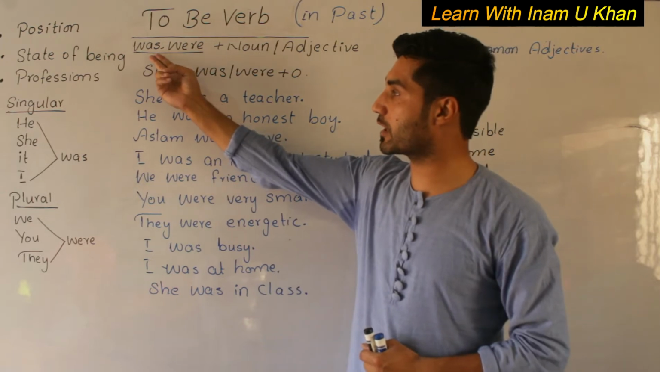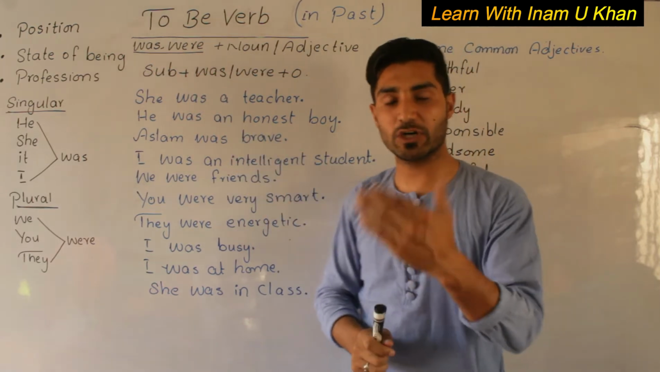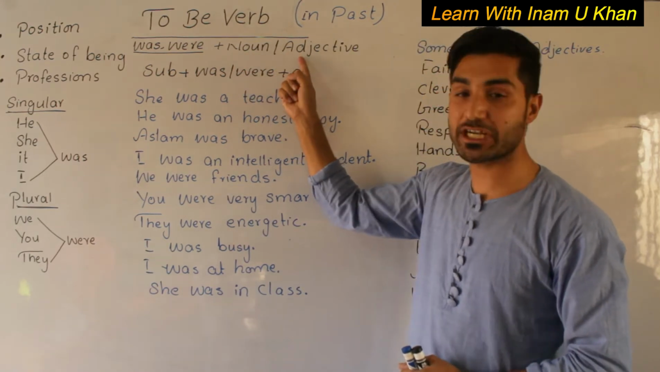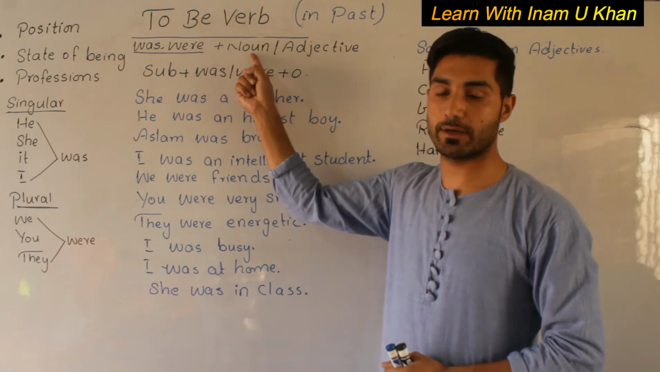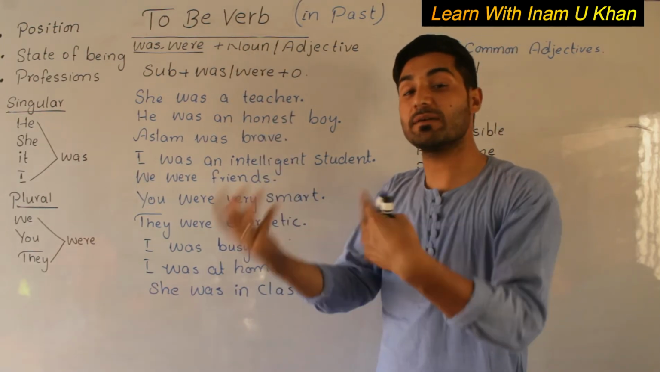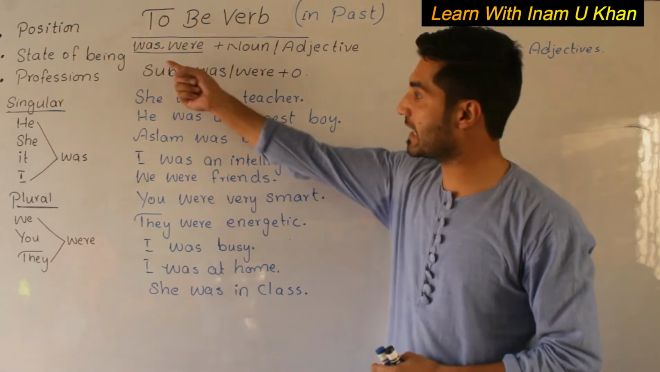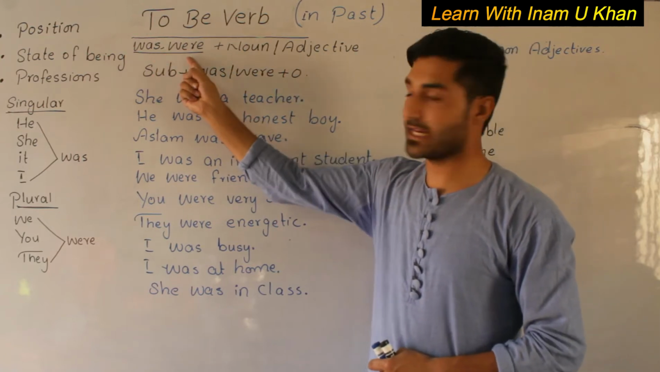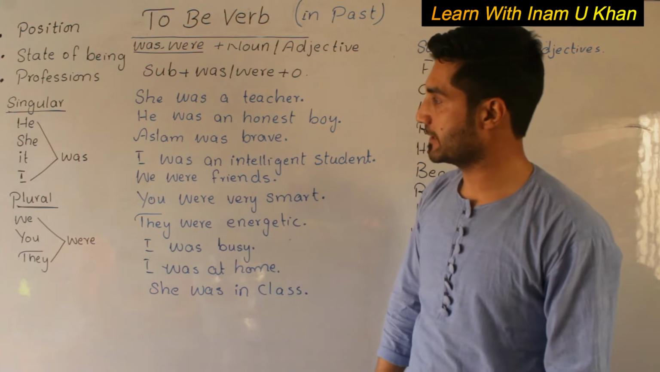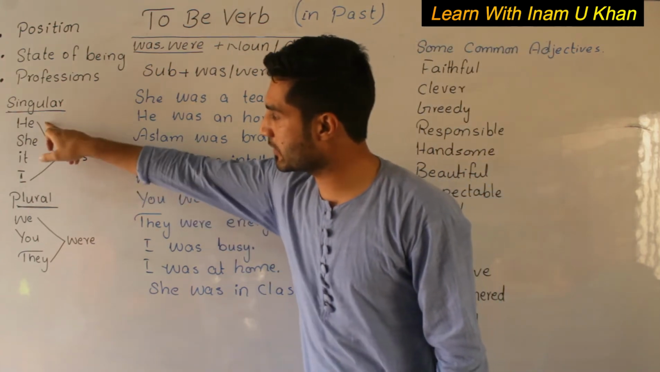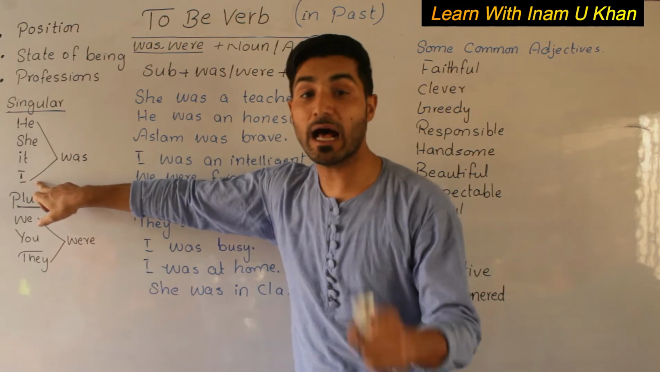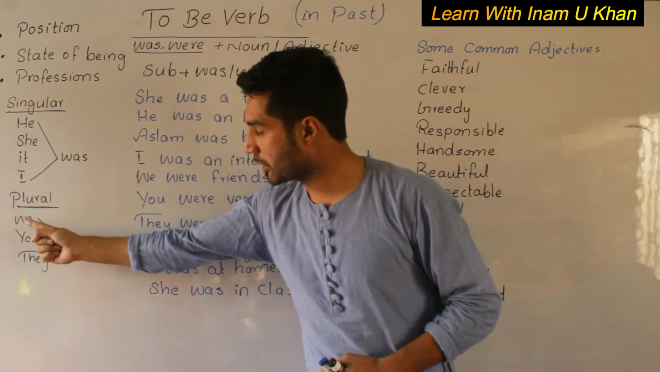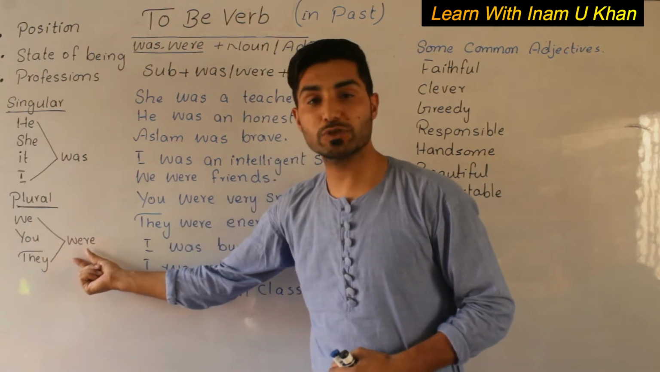Okay, so now see, the to be verb, was and were in past. I've told you, and today again I'm going to tell you, that we have to use a noun or adjective here. We will not use a verb here. If we use a verb, that would be something else, not the to be verb in past. So we have to use a noun or adjective after was and were. Let's see some examples. First, for singular in past, with he, she, it, and I, the personal pronouns, we use was. And with plural, we, you, they, we use were.